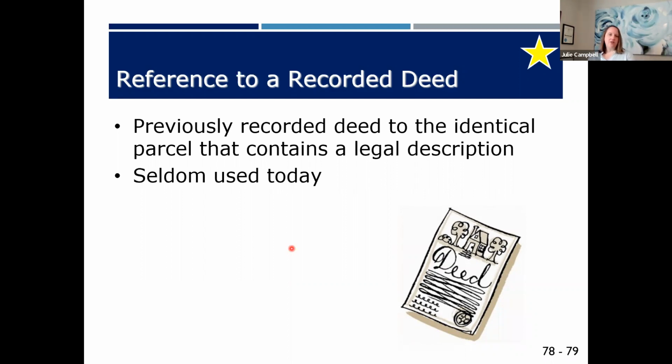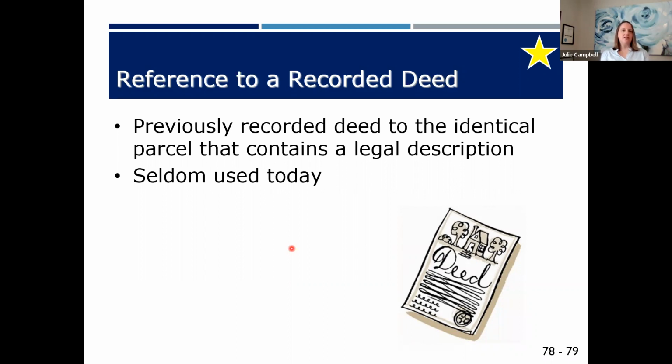Another reason why we don't use these much anymore, I'm not going to lie, we got lazy in our past. Instead of taking the time to write out the entire legal description on the deed, we would say something like, see previously recorded deed. So you go back to the public search, back to the tax or the public records, you find the previously recorded deed to get the legal description.